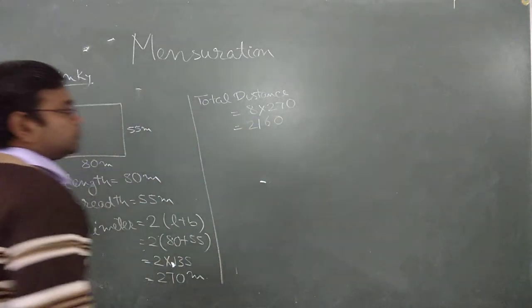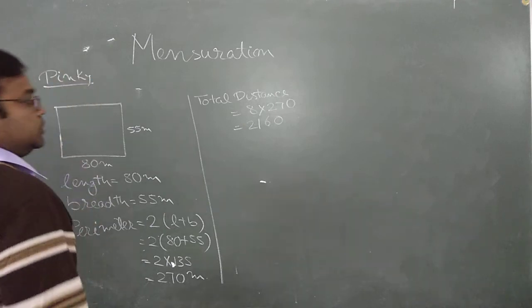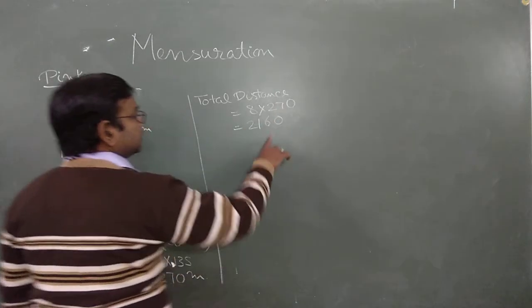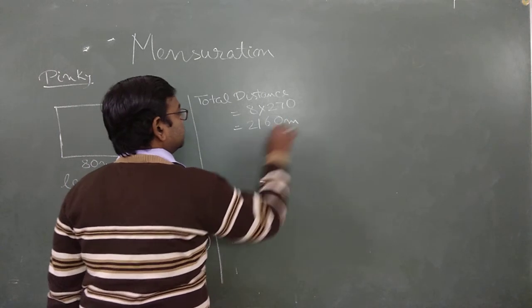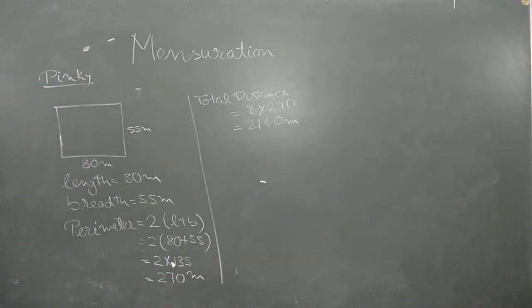Clear? 8 0s are 0, 8 7s are 56, 5 carry, 8 2s are 16, 16 plus 5, 21 meter. This is one part, that is the part of Pinky. Clear? It's 2160. It is not visible to you, but you can easily understand. Now our next part is for Raju.